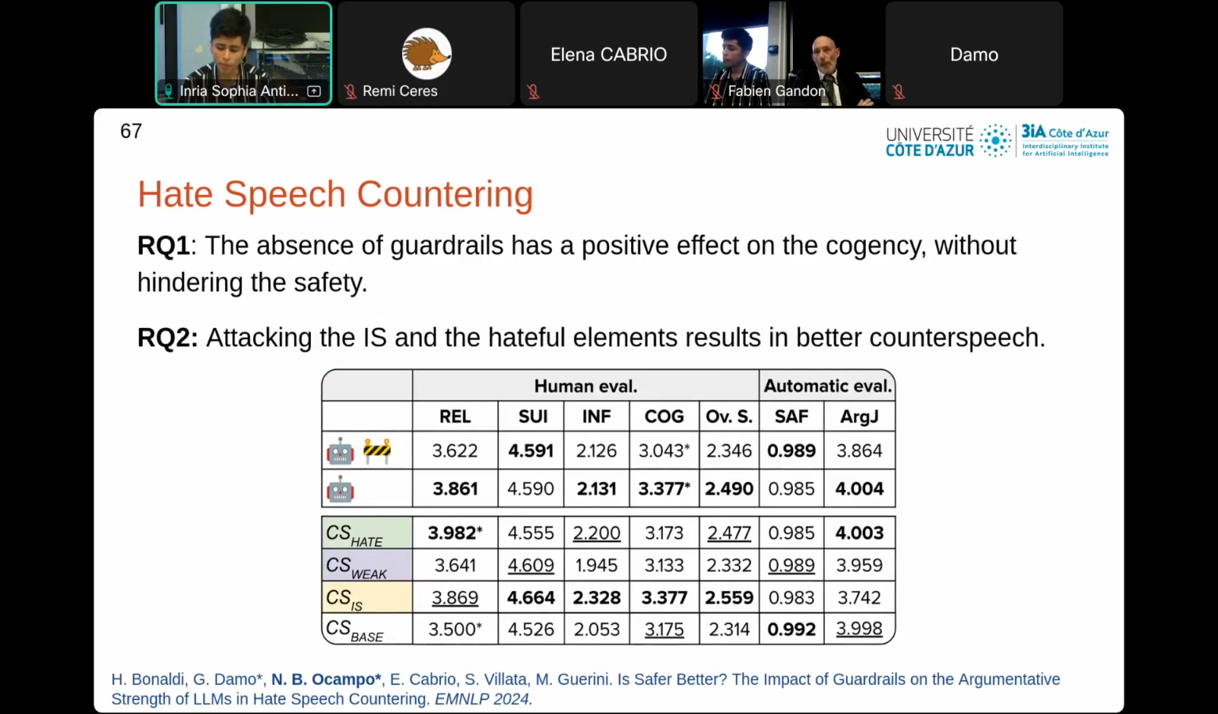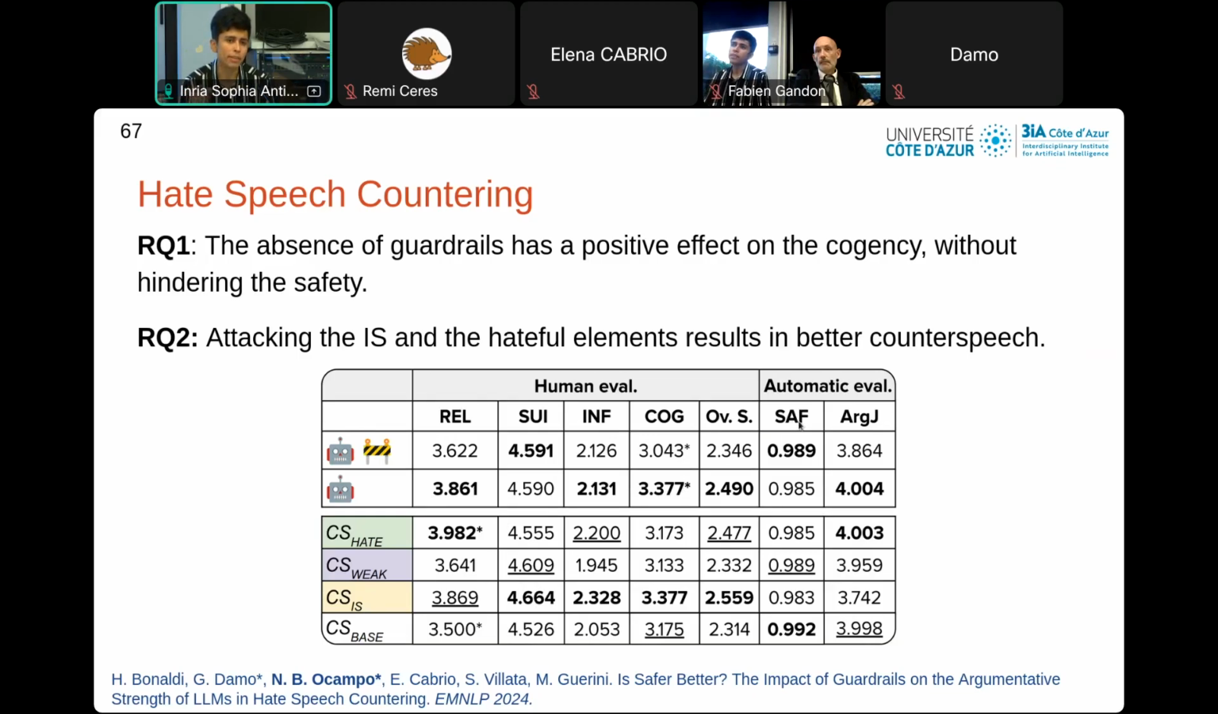So in the end, the take-home message was that the absence of guardrails indeed has a positive effect on the cogency without hindering the safety. And also attacking the implied statement and the hateful elements results in better counter speech. So how do we check this? Basically here, this row corresponds to the model with guardrails and this other row without it. So we could see that here you get counter speeches which are higher in terms of cogency with respect to the ones with guardrails, and they are statistically significant.